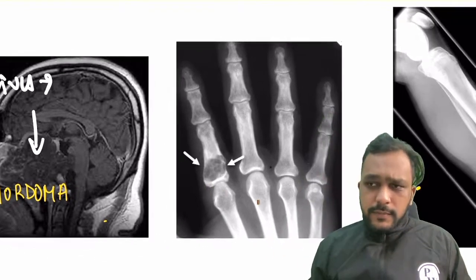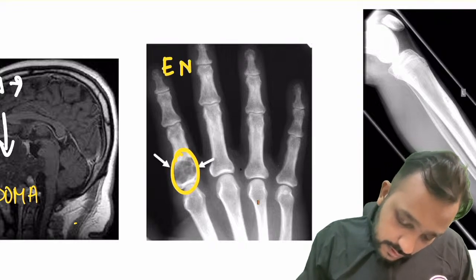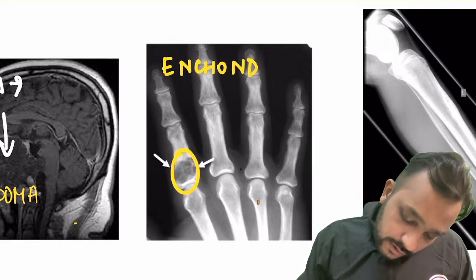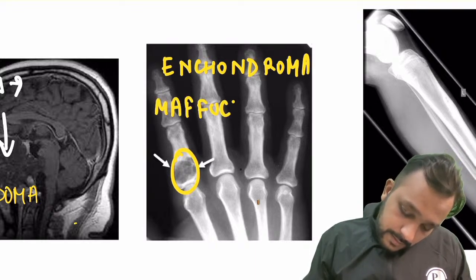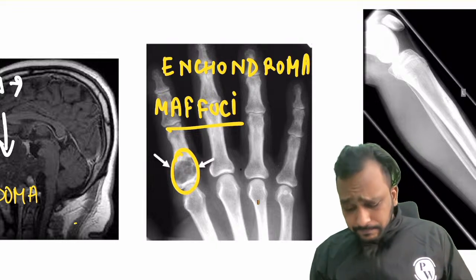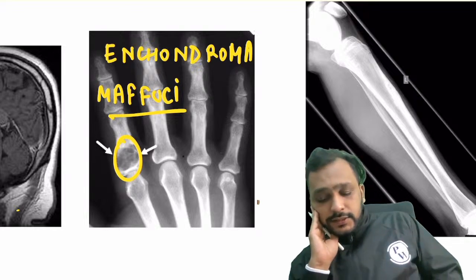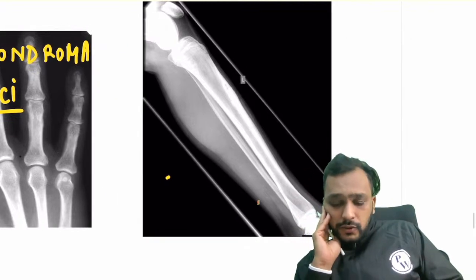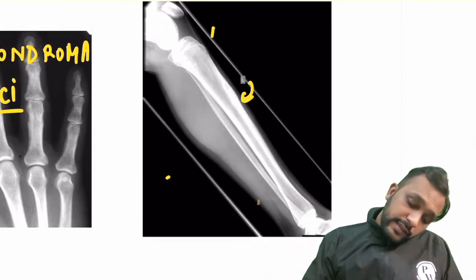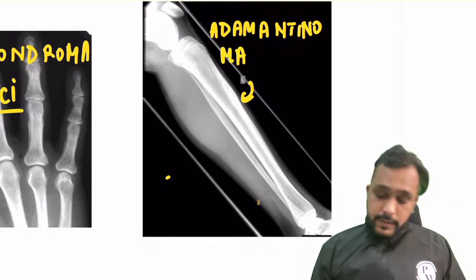If a bone tumor is present within the fingers, you are going to think of enchondroma. Multiple enchondromas, just remember they are associated with Maffucci syndrome and Ollier's disease, right? So soft tissue hemangiomas plus multiple enchondromas, these are associated with enchondroma. A tumor located within the tibia, you are going to think of adamantinoma. Adamantinoma, right?